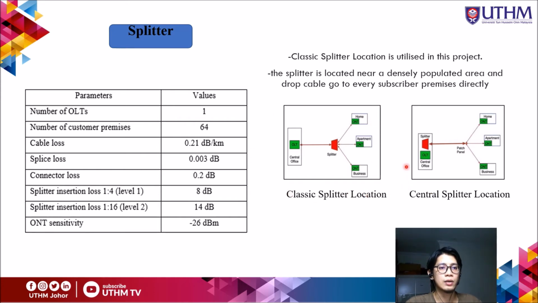The advantage of using classic splitter location is it requires less fiber cable compared to central splitter location, since the splitter is located inside the central office. So it requires more cable to run directly to the customer premise.